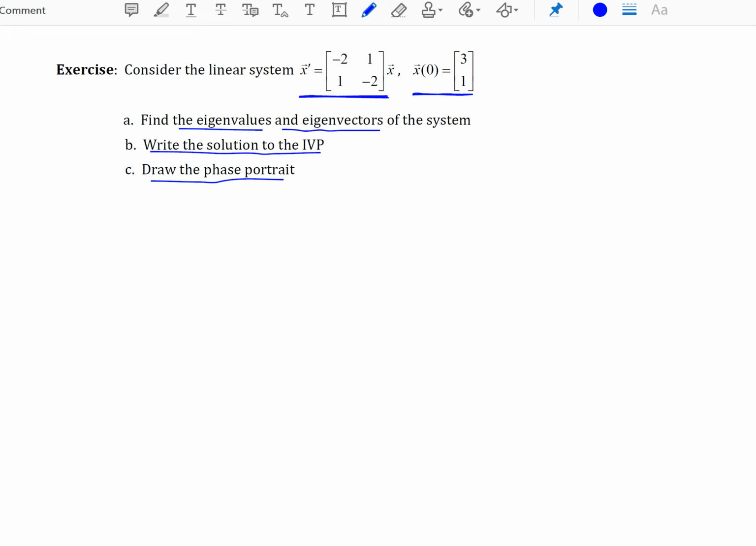Okay, we're back. I hope you paused the video and took a look at this example on your own. I'd like to work through it with you just to make sure that we agree and we get the same answer. So let's first look for our eigenvalues and eigenvectors.